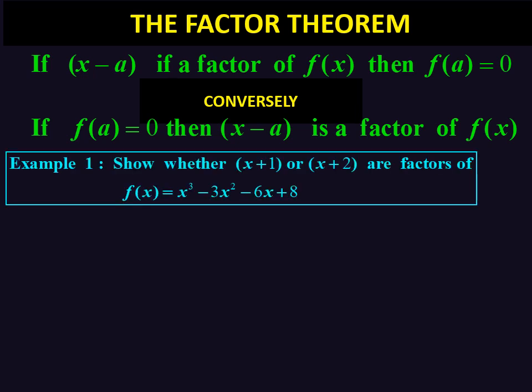So let's look at this. We want to show whether x plus 1 or x plus 2 are factors. So first of all, let's get the value of x. x plus 1 equal to 0 means x equal to negative 1. You see a positive and I have a negative there.